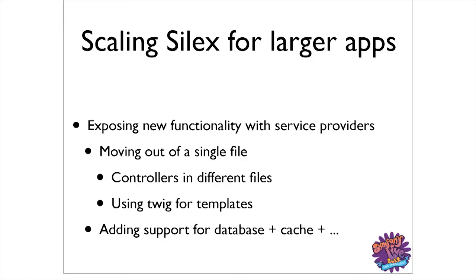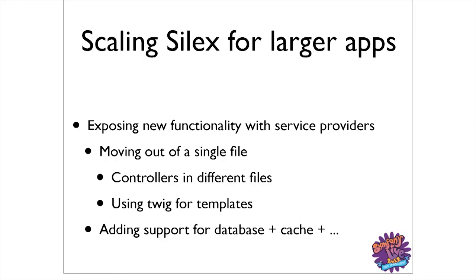So how do you scale Silex for a larger application? You expose new functionality with service providers. This is extremely easy to do. But again, Silex starts with just a single file. It's a micro framework. All it does is provide a dependency injection container and a way to map URLs to controllers, or URLs to methods, routes to methods. So as you scale up, you need to move out of a single file, because if you have a real application, you don't want a 10,000-line file.